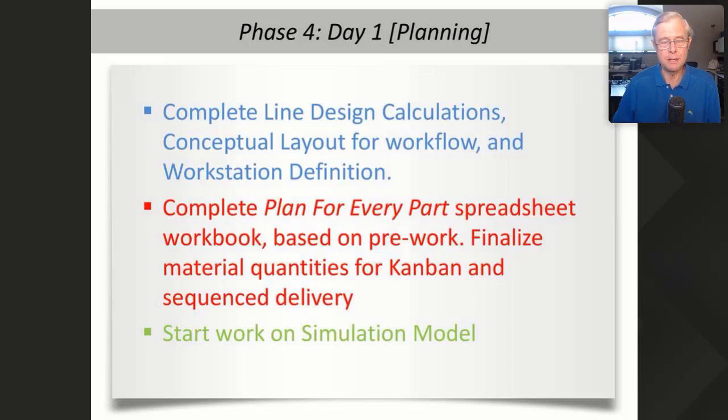That's line balancing. So if we have an assembly line and we calculate we need 4 workstations, what work gets done at each one? We need to define that, right? That's the line design team or sub-team. And then on the material side, we're going to complete the plan for every part spreadsheet based on the pre-work and calculate quantities. So what are our target inventory quantities for Kanban and for other types of delivery methods?